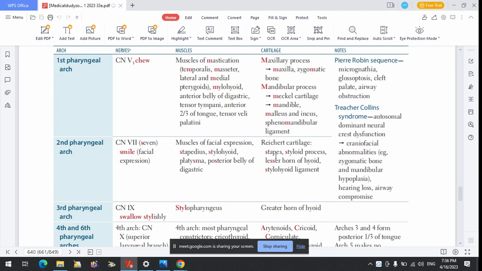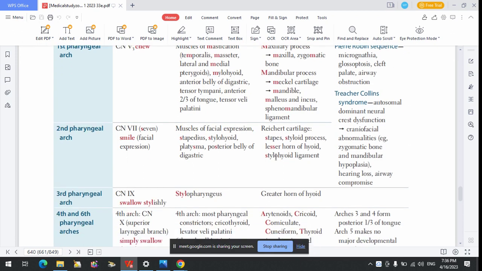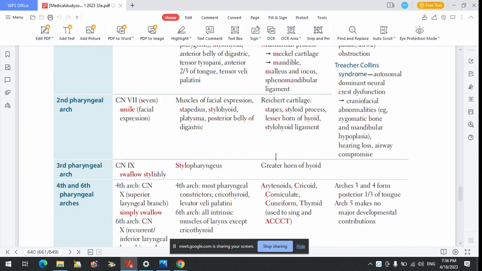And then for the first and the second, the first gives rise to part of the maxillary artery and the hyoid artery. And over here, the cartilage too. We have the stapes and the lesser horn of the hyoid. So maybe if we put those together, it might help us. The second pharyngeal arch gives rise to the stapedial artery and the hyoid artery.